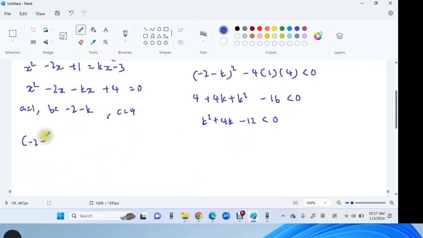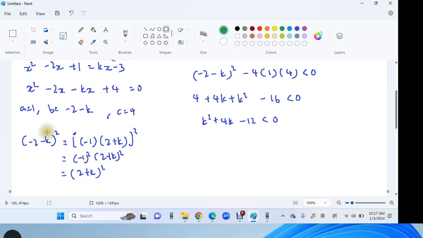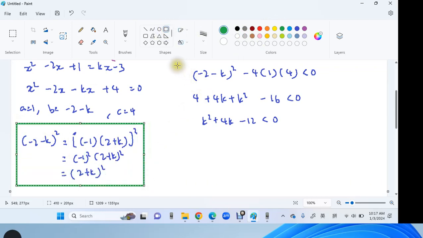Like what I said yesterday, we have negative 2 minus k, square. Okay, we can assume that it is 2 plus k, square. Then 2 square is 4, 2 times 2 times k is 4k, k square at the end, because we can factorize negative 1 and then 2 plus k, the whole thing square. Then it is negative 1 square, 2 plus k square, something like this. Okay, so this is this one, and then we actually get this one.